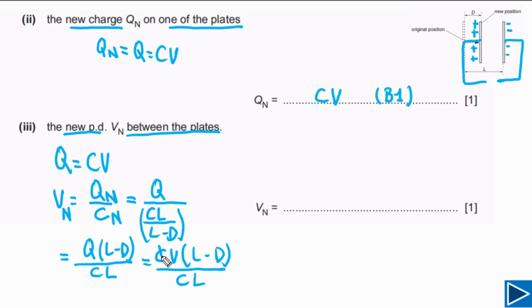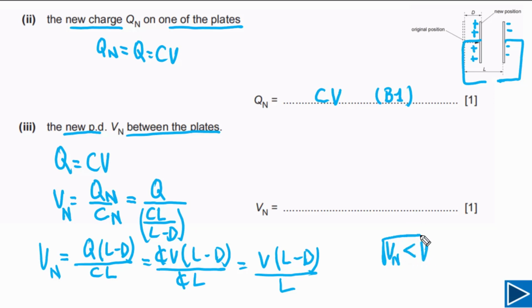So we can cancel C with C, so we are left with V times L minus D divided by L, and this is the new value, Vn. So you can see here in this case Vn has been decreased. The new value of V is less than the initial value of V. So Vn is lower than V in this case.